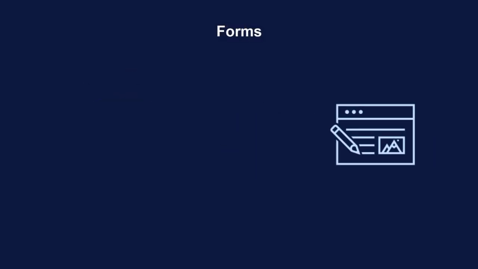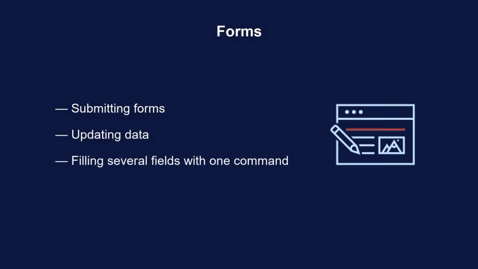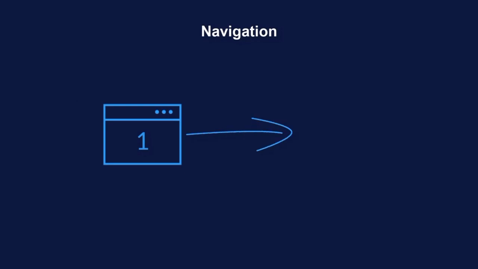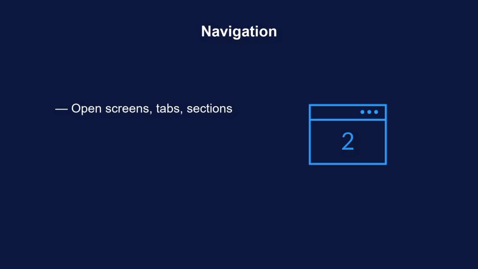In our course, we've covered working with forms to populate fields with voice. Here are some activities you also might want to consider: submitting the form with voice, updating data in the form, and filling out several form fields with a single voice command. An important option is navigation through the app with voice. We recommend that you add voice commands to open specific screens, tabs, and sections in your app. You can also allow the user to search for and pick items from item sets.